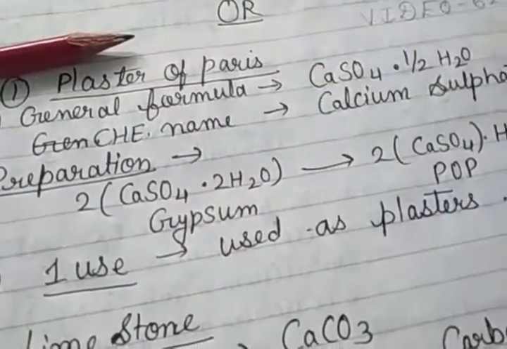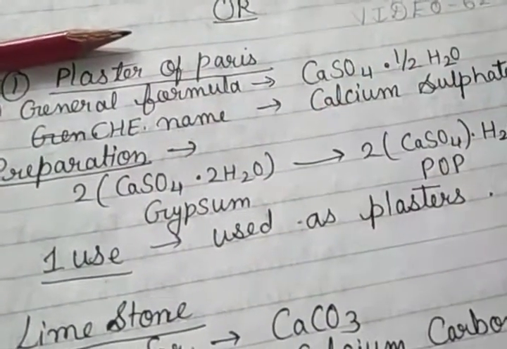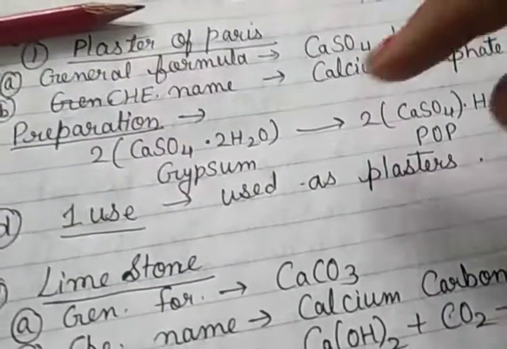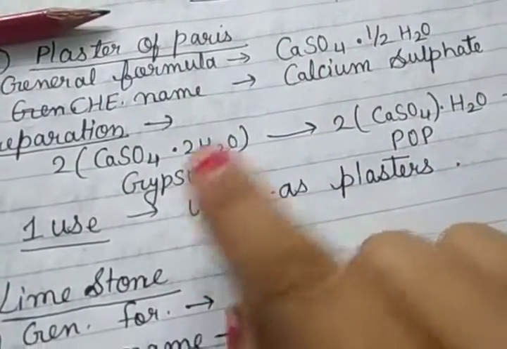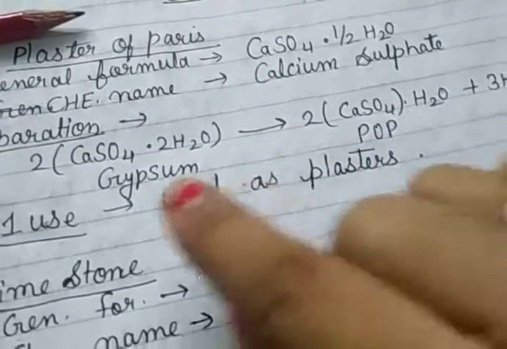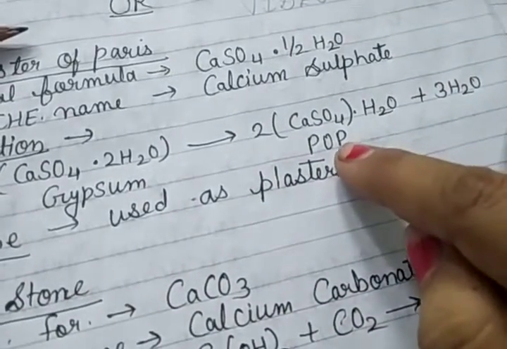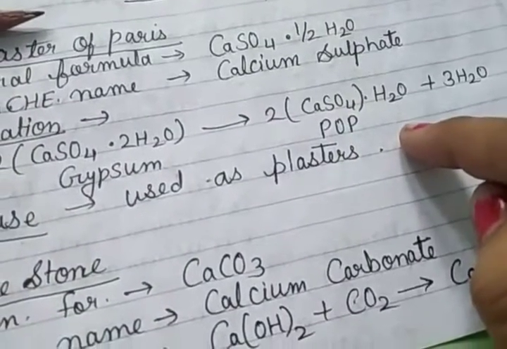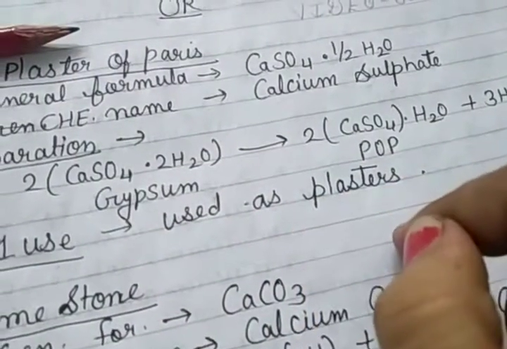Plaster of Paris general formula is CaSO4·½H2O, and its chemical name is calcium sulfate hemihydrate. Preparation: 2CaSO4·2H2O, gypsum. Whenever gypsum is heated, it is converted into POP, CaSO4·½H2O. So 3 water molecules are removed, and it is used as plasters.